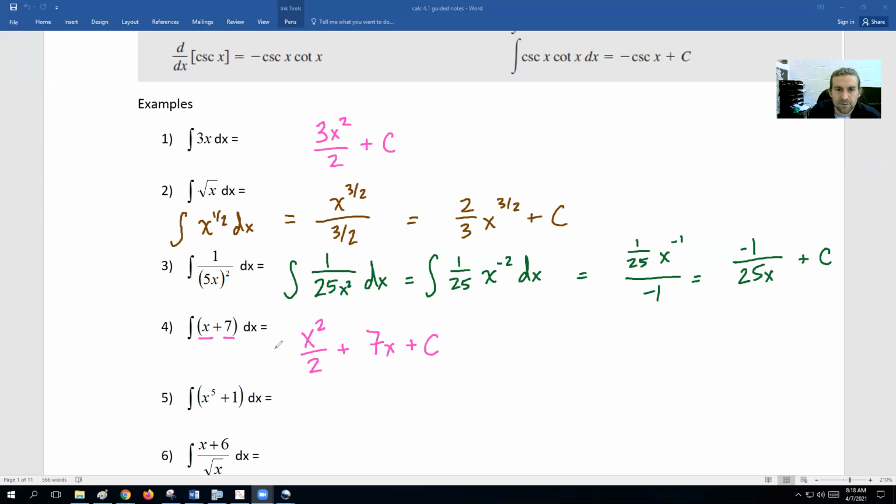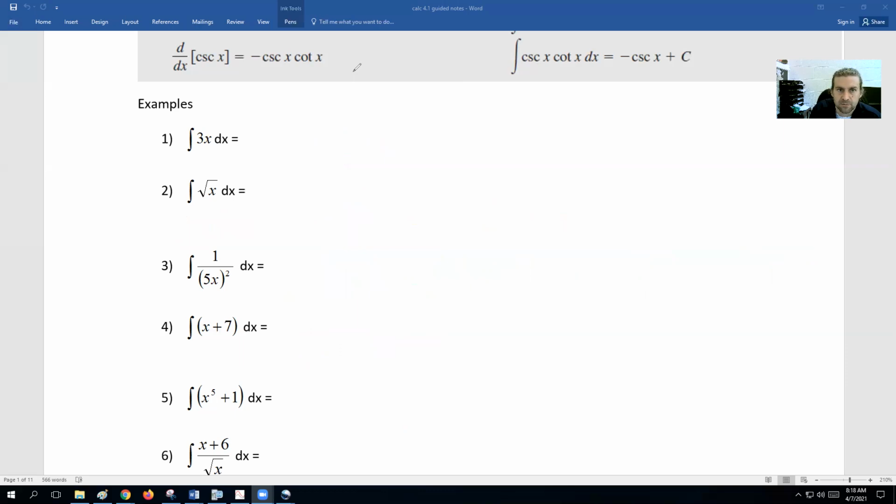All right, let's keep it going. 5x to the 5th plus 1. Okay, we can do those individually. X to the 5th becomes x to the 6th over 6. 1 becomes x. Technically 1x over 1, but x. And then plus c. Okay. Hopefully not doing too bad here.